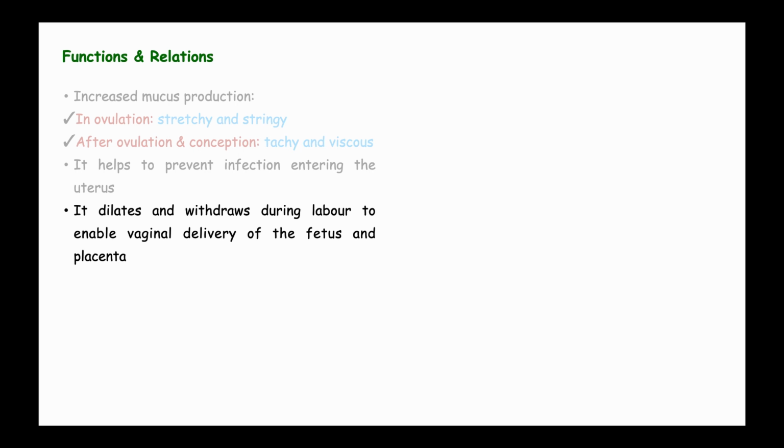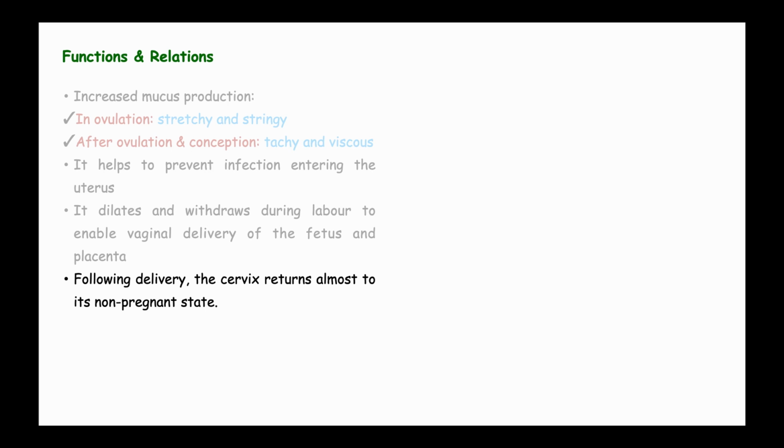This dilatation and withdrawal of the cervix is partly due to the contraction and retraction of the longitudinal muscle fibers, which extend from the body of the uterus to the cervix. And so as they contract and retract, they take up the cervix, and so we say effacement has taken place, and this is what leads to the second stage of labor. Then also following delivery, the cervix immediately returns almost to its non-pregnant state.